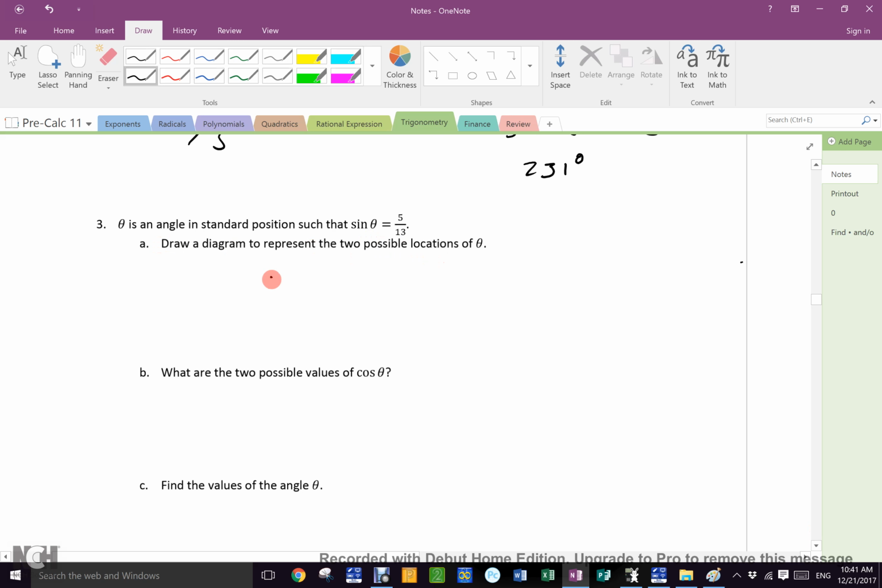Two possible locations of sine. Where is sine positive? It has to be here or here. So there's the 5, there's the 5, there's the 13, there's the 13. 1 mark for the drawing.